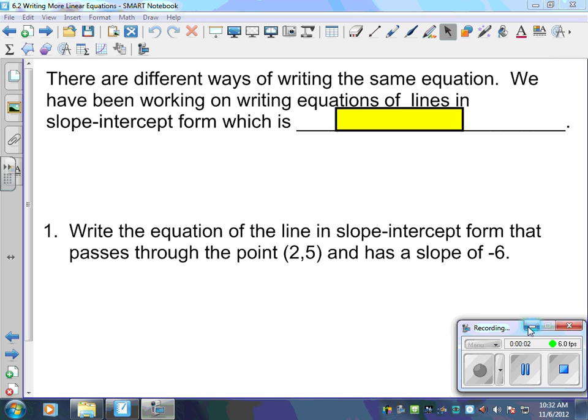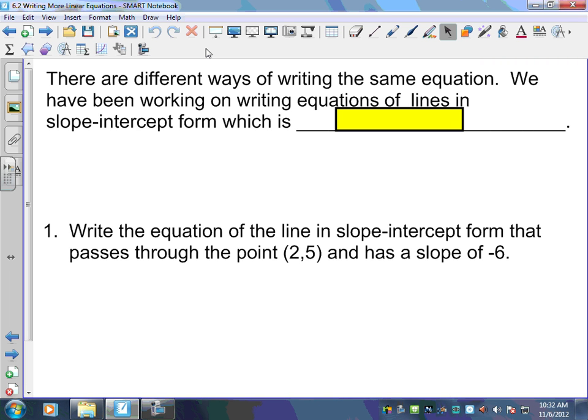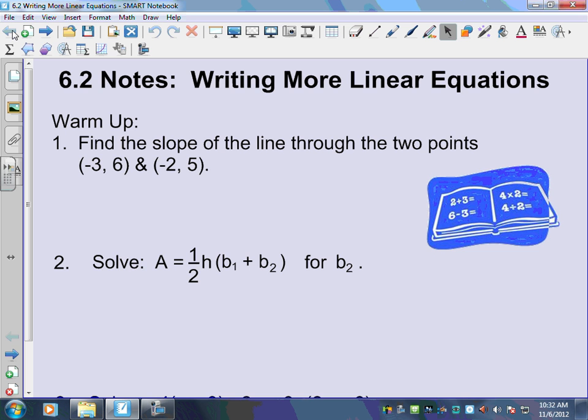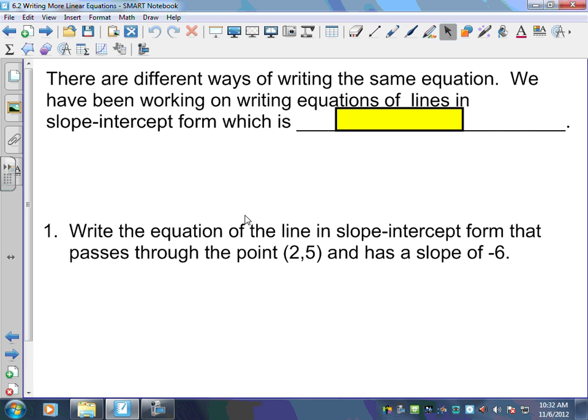Okay, once again, we are not doing the warm-ups. I'm simply covering the content of lesson 6.2. 6.2 is writing more linear equations. We're going to take what we did yesterday and we're going to do another step. We're going to build on what we did yesterday.